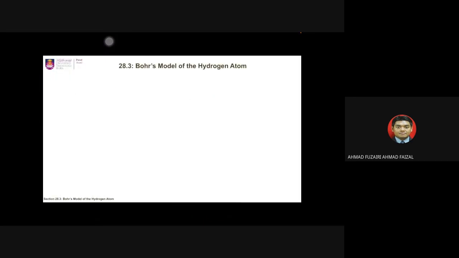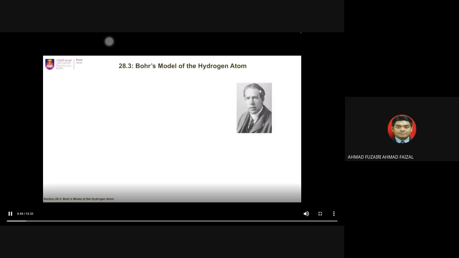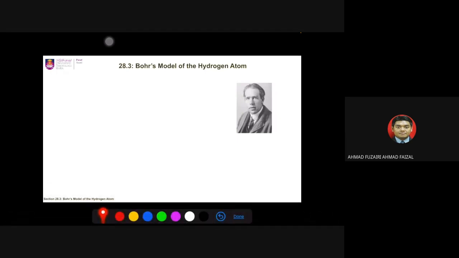28.3 Bohr's model of the hydrogen atom. The description of the structure of atoms, especially that of hydrogen, proposed in 1913 by the Danish physicist Niels Bohr. The Bohr model of the atom was the first that incorporated quantum theory and was the predecessor of quantum mechanical models. There are four assumptions of the Bohr model.